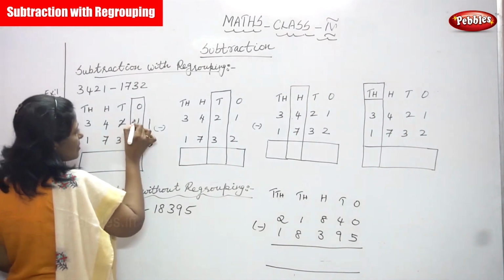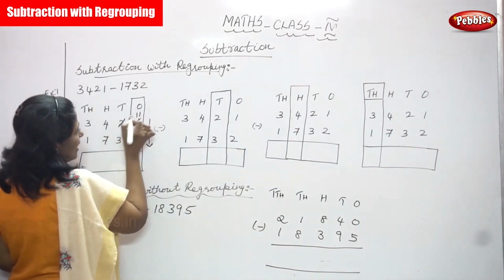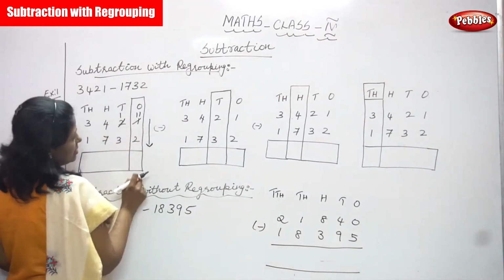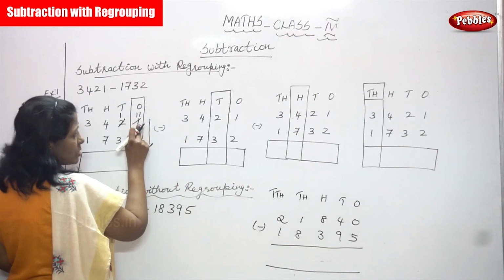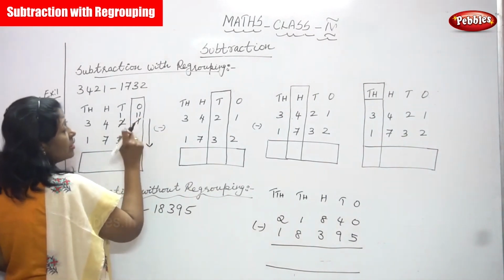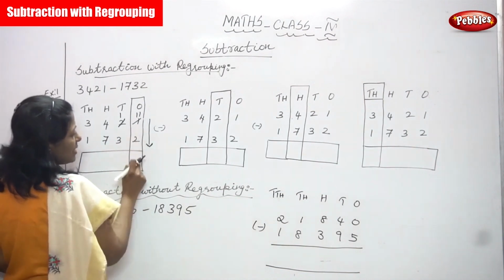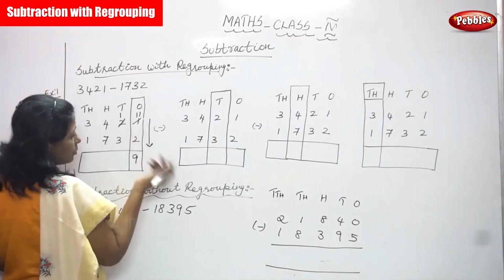So this one becomes 11 and this becomes 1, because we are going to borrow 1 ten. So 1 is already here, and 1 ten is coming here. So 1 plus 10 is 11. So 11 minus 2 you can get 9. It is a backward counting.